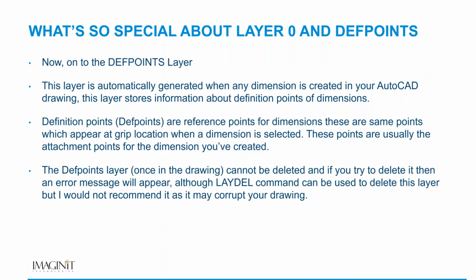Now we're going to talk about the Defpoints layer. Some drawings have it, some don't. The reason why is that the Defpoints layer is automatically generated when any dimension is created in your AutoCAD drawing. This layer stores information about the definition points of the dimensions, i.e. Defpoints. The definition points are reference points for the dimensions. These are the same points which appear at the grip location when a dimension is selected. In other words, these are the anchor points for your dimension.